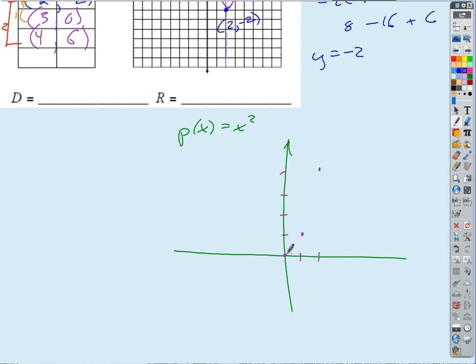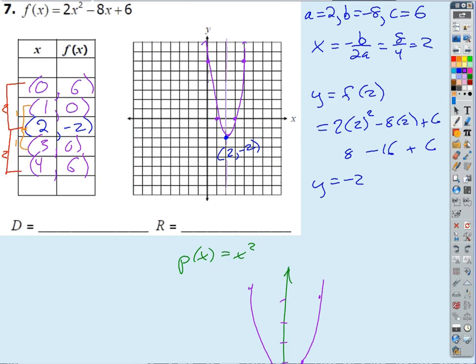Right? And so if I'm going to dilate this thing by a factor of 2, I should be stretching all those vertical distances from the vertex by a factor of 2. So when I go over 1, I'm going to go up how far? 2. When I go over 2, I'm going to go up 8. 8, right? And so if we look at our graph then, we could have also done that.